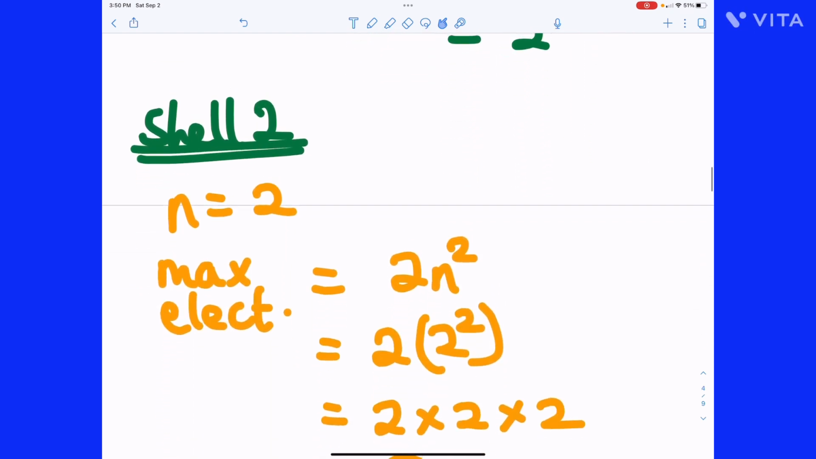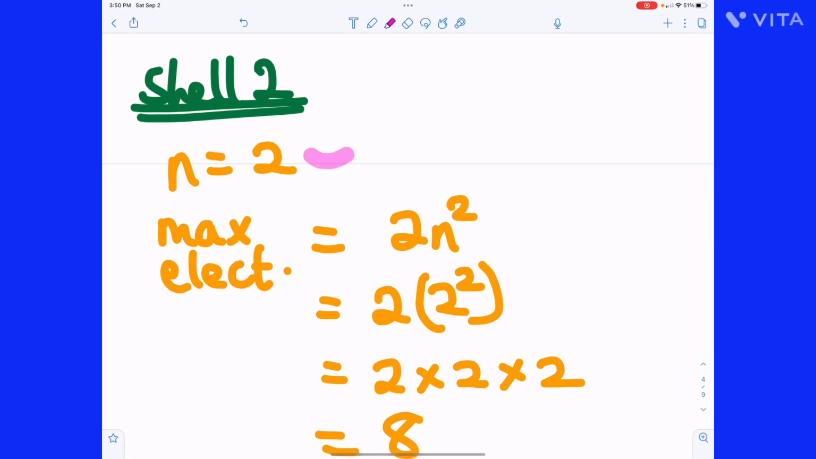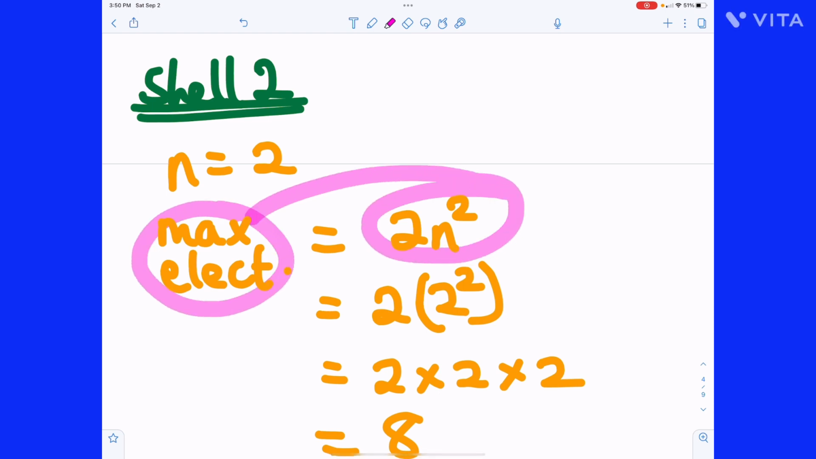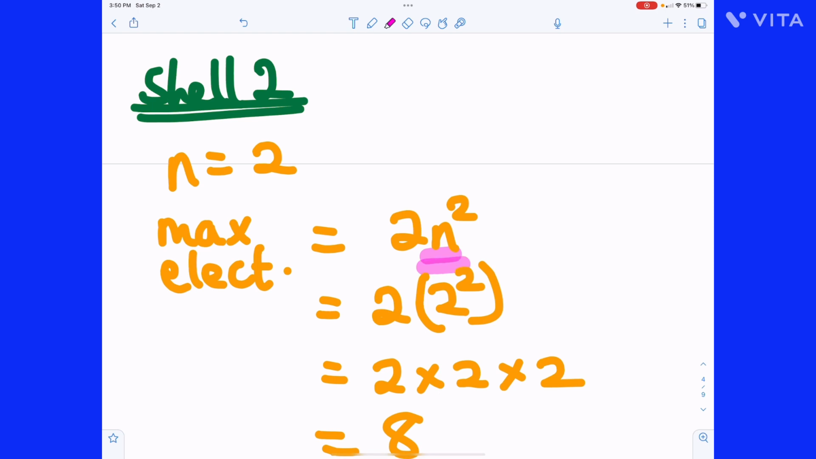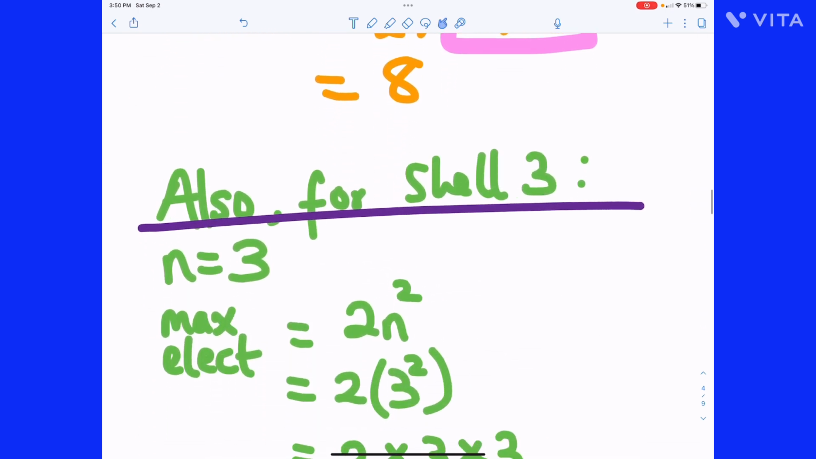Now let's go to shell 2. For shell 2, which is the second shell, the shell number is what? 2. The maximum number of electrons it can hold is given by 2n raised to power 2, where n is the shell number 2. So if you substitute 2 for n, you get 2 into bracket 2 raised to power 2. That gives you 2 times 2 times the 2 outside, and that gives you what? 8. So that means the second shell of an atom can hold 8 electrons maximum.